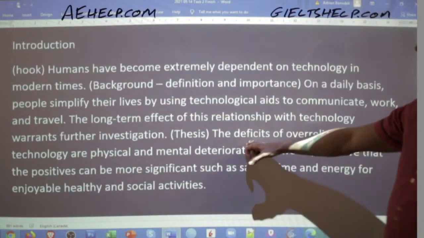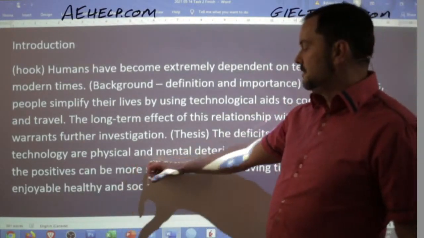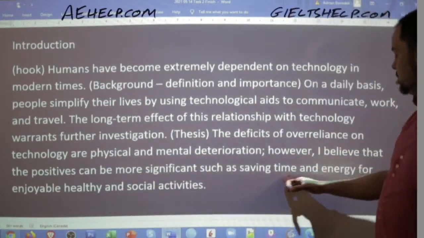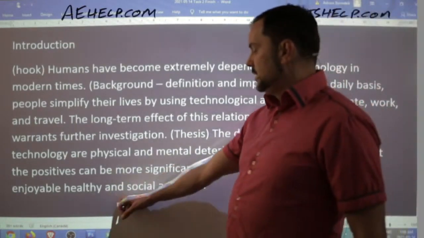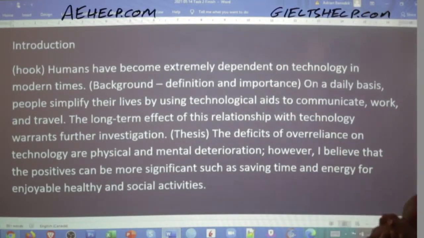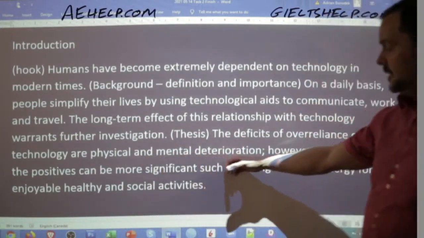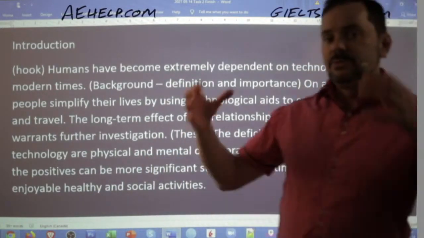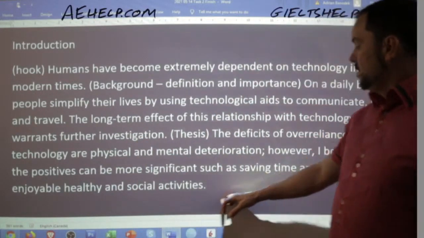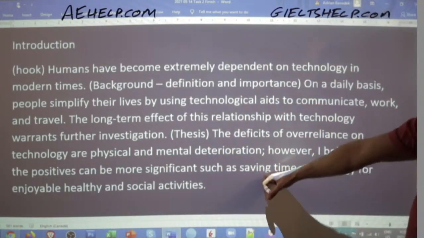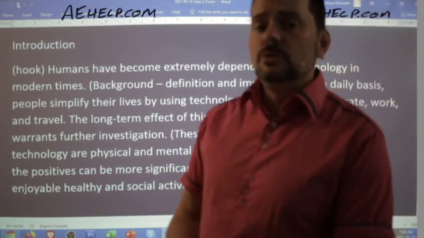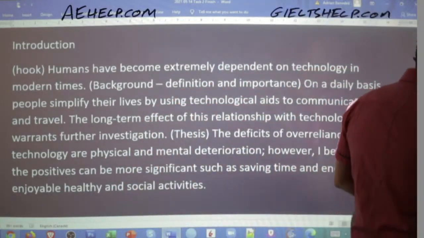All right, the deficits of over-reliance on technology are physical and mental deterioration. However, I believe that the positives can be more significant, such as saving time and energy for enjoyable, healthy, and social activities. Okay, so we have two body paragraphs. The first one are the negatives, the physical and mental deterioration. Deterioration means breakdown or decrease, okay? And then we have a second body paragraph, which will be about the fact that technology can save us time and energy so that we can be more involved in healthy and social activities. So let's do this together. We're going to get into the body paragraphs.